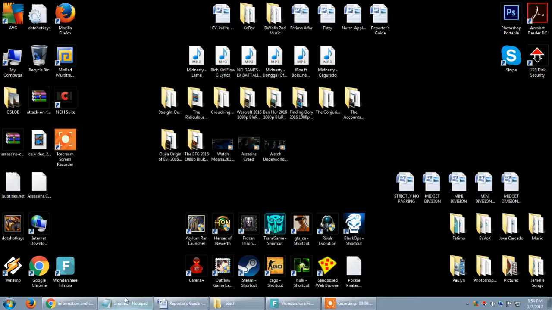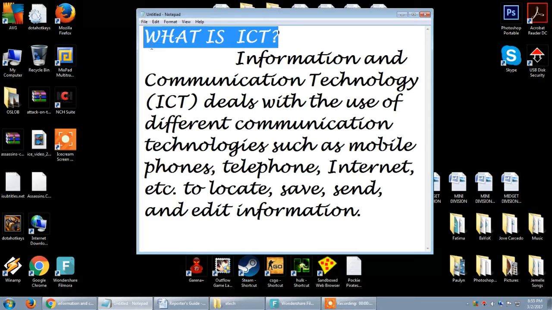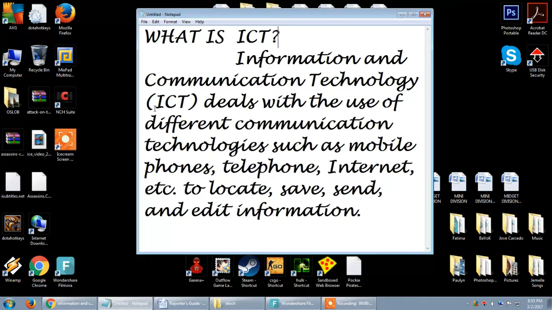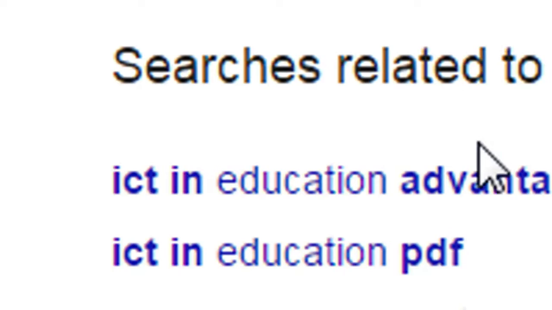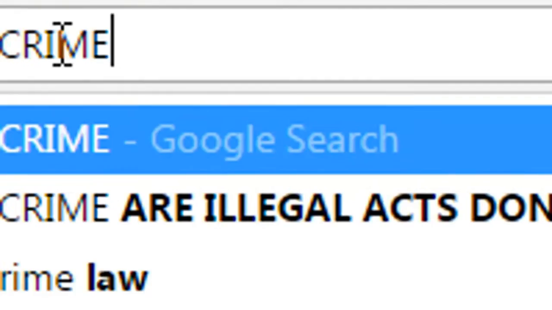Before we proceed to the disadvantages, let's go back to the definition of information and communication technologies first. What is ICT? Information and communication technology deals with the use of different communication technologies such as mobile phones, telephone, internet, etc. to locate, save, send, and edit information. There are many importances of ICT. There are also what we call disadvantages, and one of which is cybercrime.